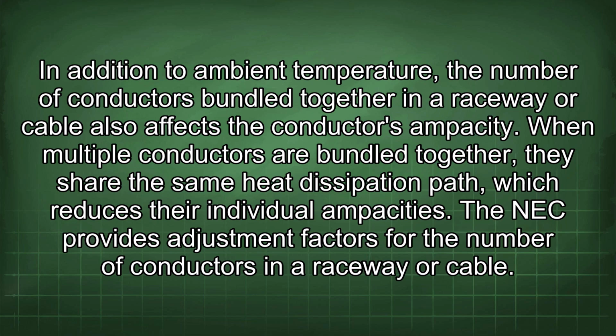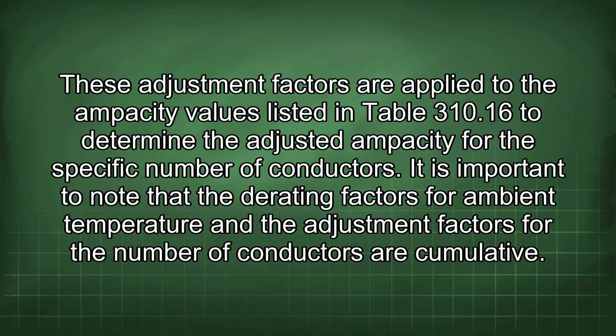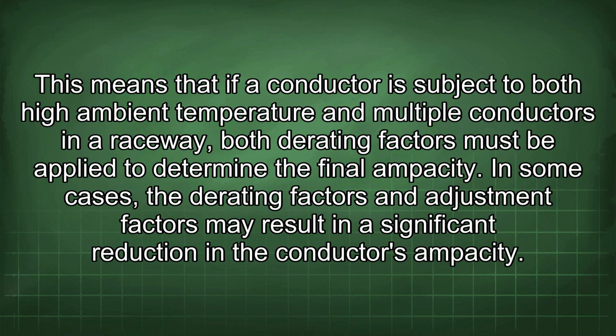the conductor's ampacity. When multiple conductors are bundled together, they share the same heat dissipation path, which reduces their individual ampacities. The NEC provides adjustment factors for the number of conductors in a raceway or cable. These adjustment factors are applied to the ampacity values listed in Table 310.16 to determine the adjusted ampacity for the specific number of conductors. It is important to note that the rating factors for ambient temperature and the adjustment factors for the number of conductors are cumulative. This means that if a conductor is subject to both high ambient temperature and multiple conductors in a raceway, both rating factors must be applied to determine the final ampacity.